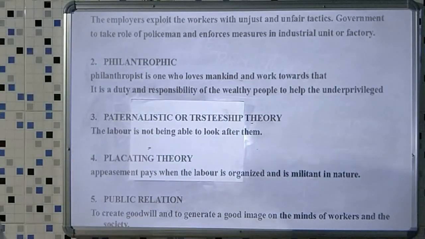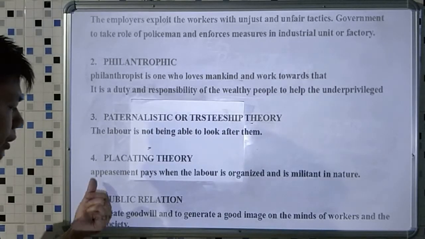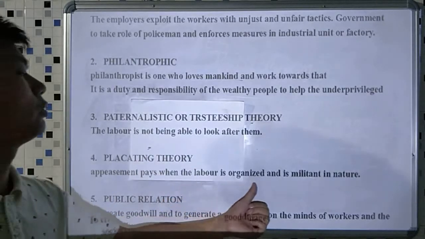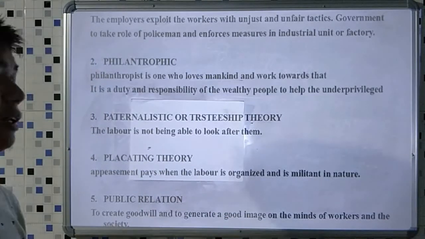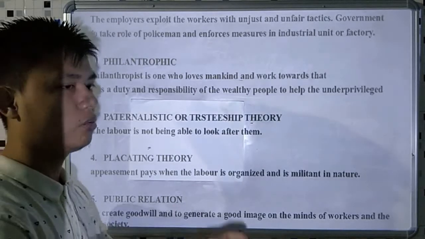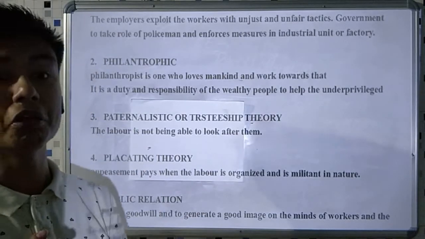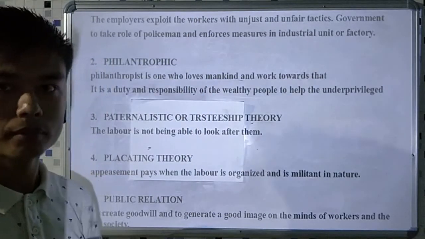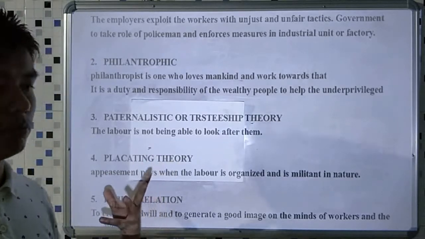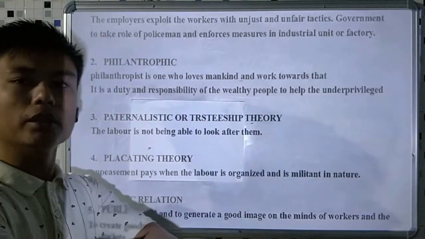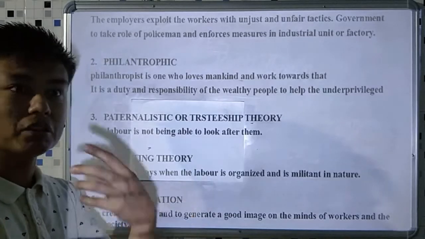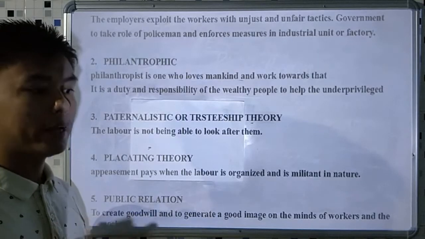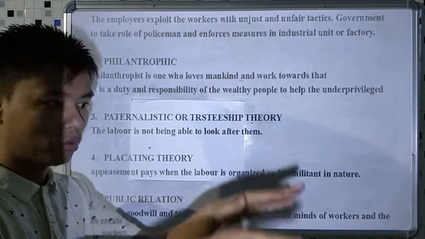Yes or no? Now, the placating theory. Appeasement pays when labor is organized and militant. They say laborers are militant in nature. Now laborers are very much educated. They know you are exploiting us. Before, they were exploited, but here it says laborers are aware now. You are exploiting us, so what are the basic needs? You were supposed to provide this. So they start demanding. And this theory says that the employer now has to make industrial peace, or less dispute.